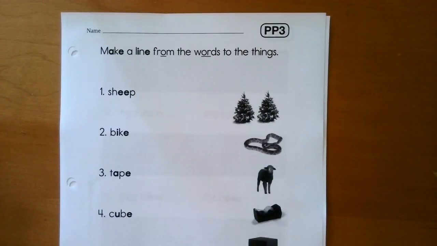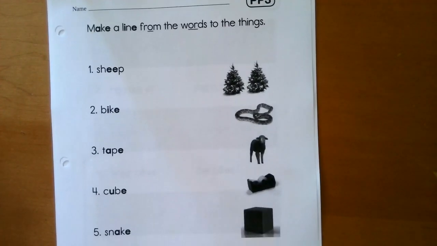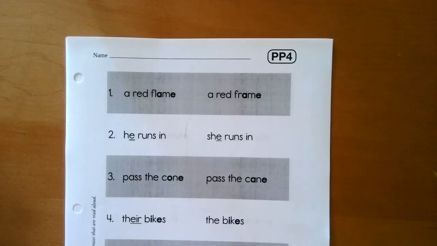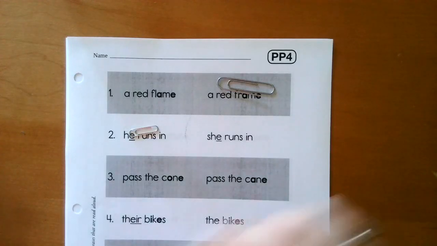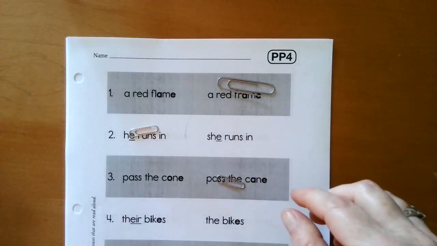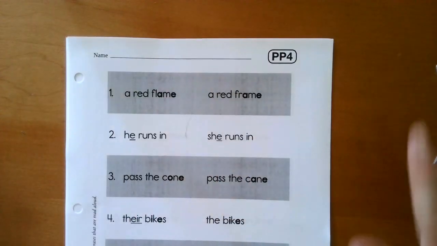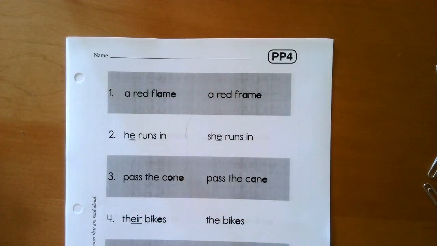Draw a line from the word to the correct picture. Similar to what you saw earlier, but just with phrases. You read the phrase, and I would use an object rather than have them circle it, because then you can reuse this page. So the first time I might say, a red frame, he runs in, past the cane, the bikes, and then later on we can do it again with different words or different phrases.